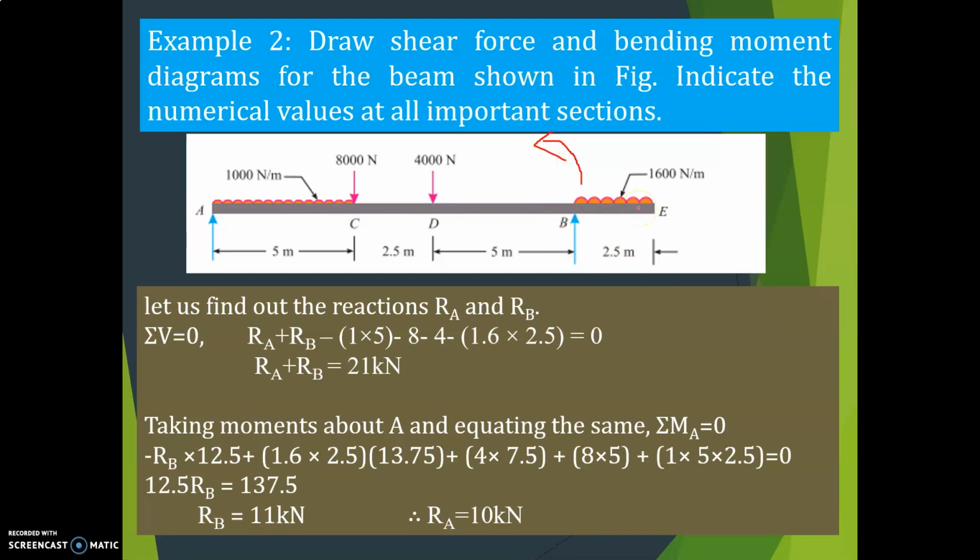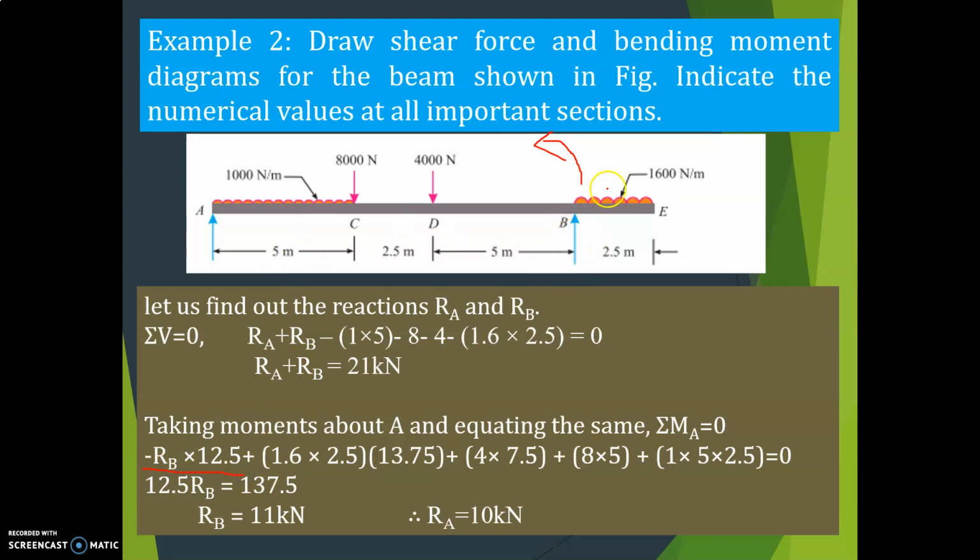To find the reactions, there is a difference between moment and bending moment. Now you are calculating only moment. So that's why this is minus RB into distance till A. What is that? 5 plus 2.5 is 7.5, plus 5 is 12.5, so minus RB into 12.5.